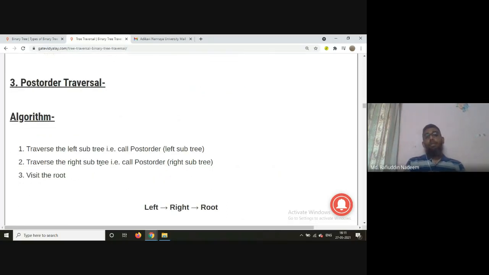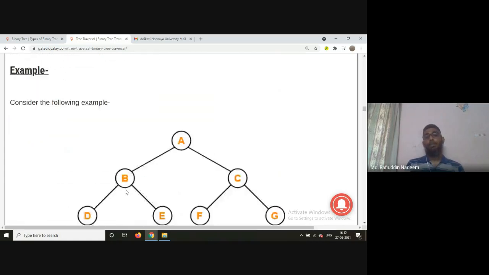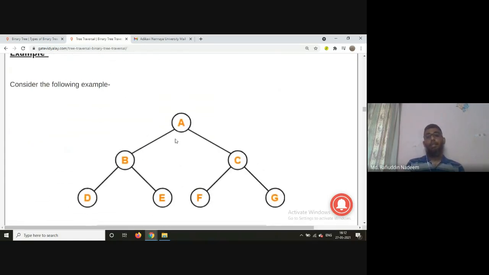So in the post-order traversal, we have to traverse the left subtree first, then the right subtree, then the root. Left, right, and root. Traverse to the left side, then traverse to the right side, then visit the root. Now for A, the left side is again a subtree, for B and D. So again for B, left side, for D, there is no left side, and no right side. Now visit the root. So D comes first.